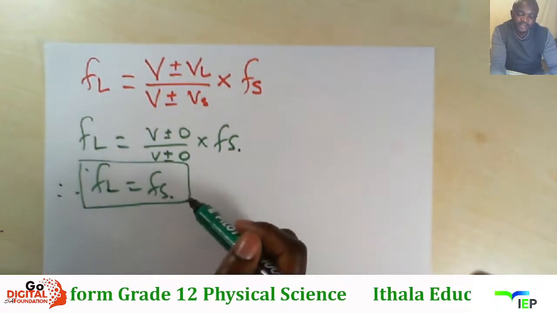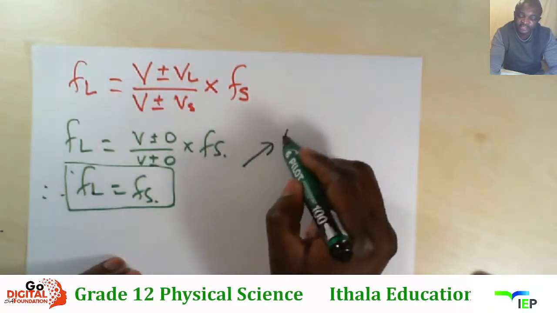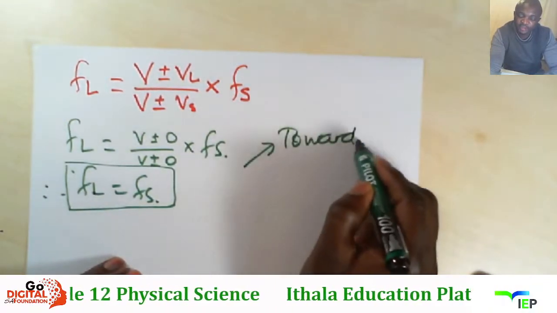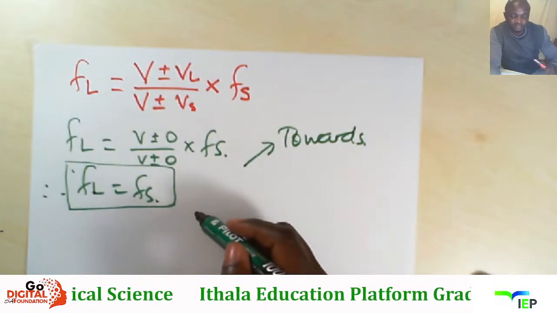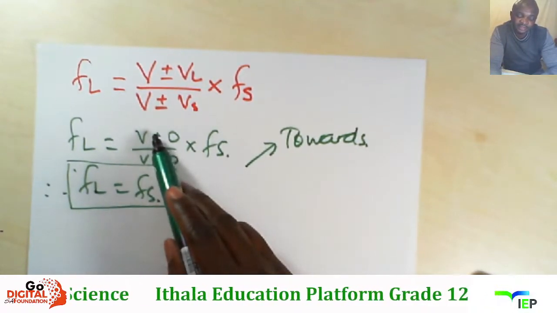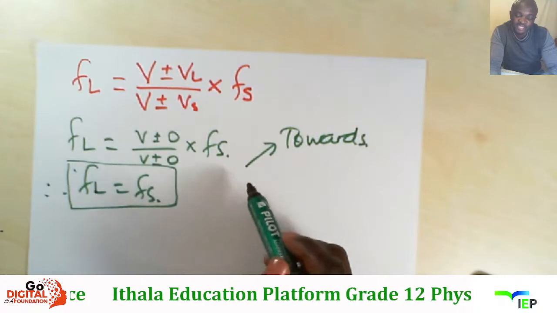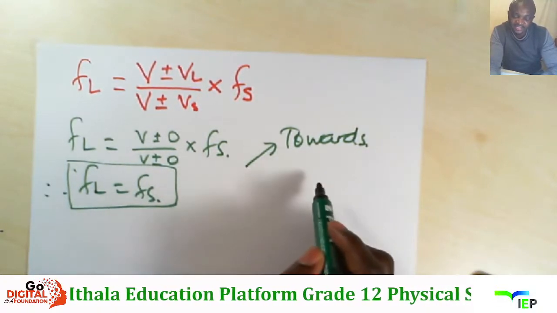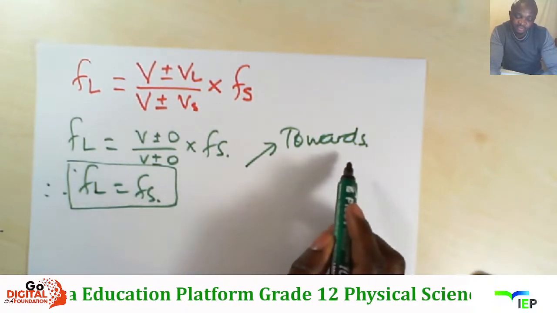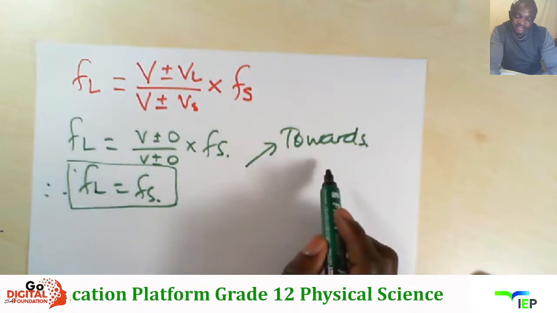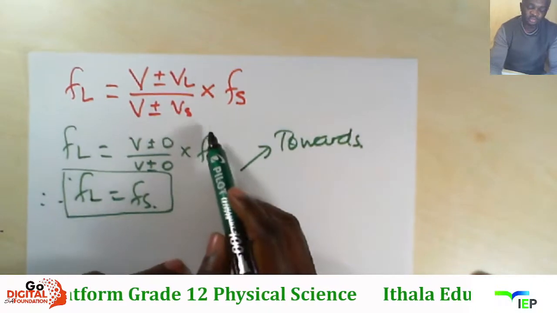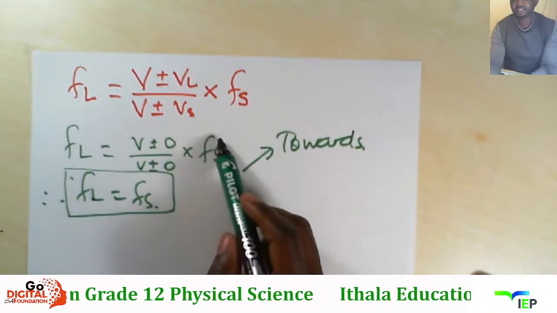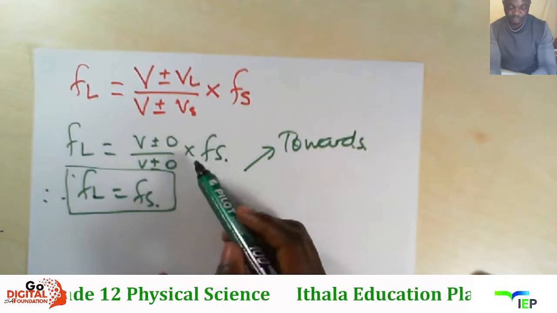But when we have them moving toward each other, right? Let's say the object or the source of the sound is moving toward the listener. It means the listener is 0, and the object is moving toward it. We say the frequency of the listener will be greater than the frequency of the source of the sound if they are moving toward each other.